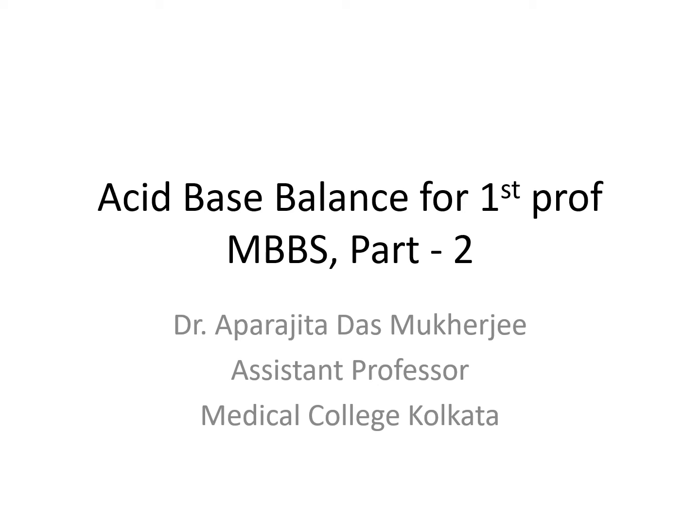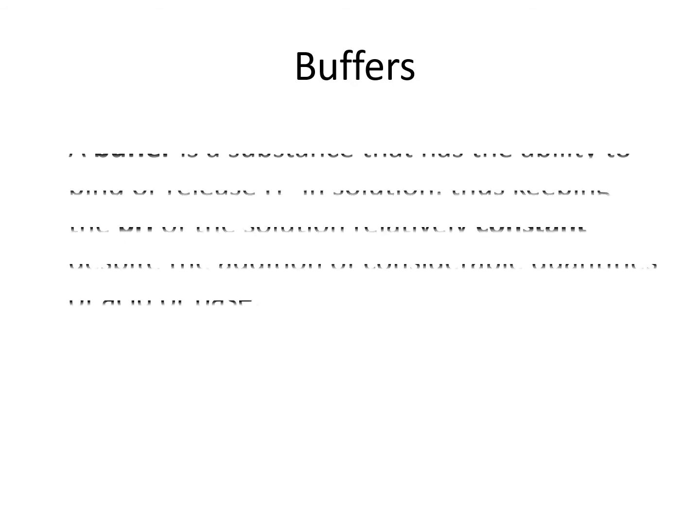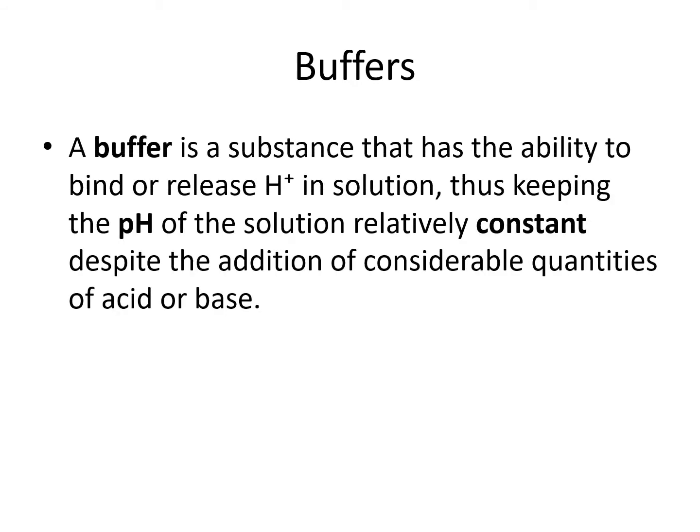On the second class of acid-base, we'll discuss buffers. A buffer is a substance that has the ability to bind or release hydrogen ion in solution, thus keeping the pH of the solution relatively constant despite the addition of considerable quantities of acid or base.